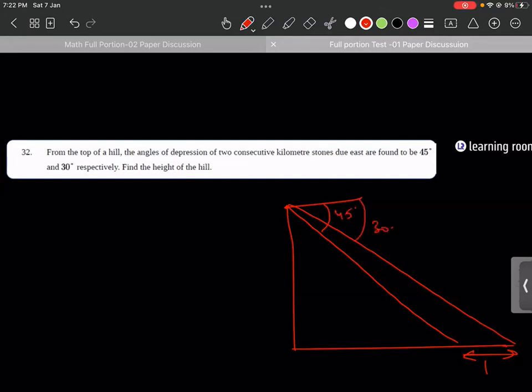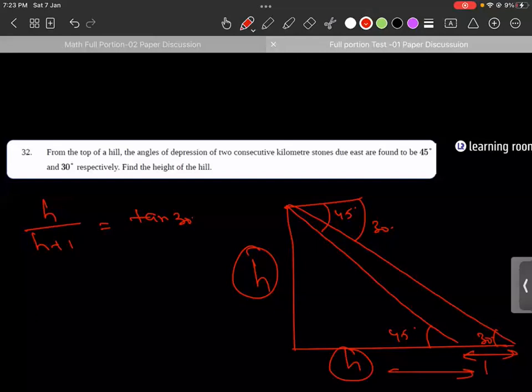This is 30, say this is 45. This will be 45, this will be 30. Find the height of the hill. Either h or h plus 1. So same logic: h divided by h plus 1 will be equal to tan 30. Correct?